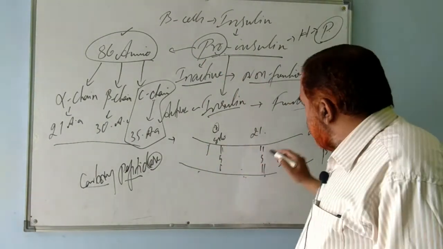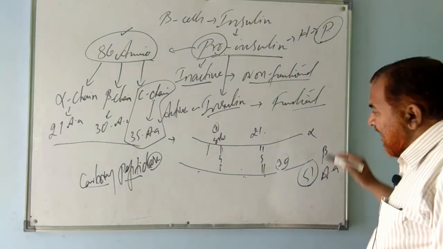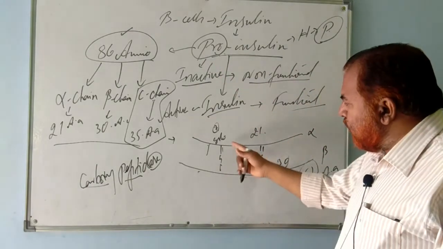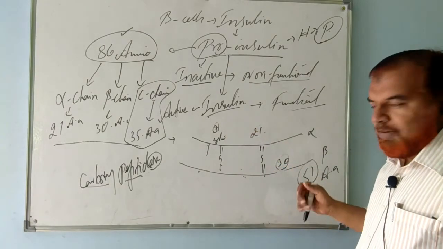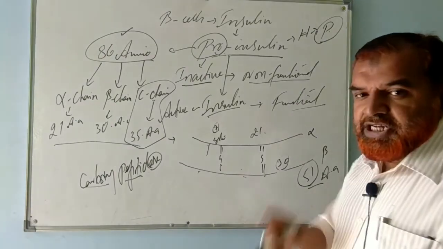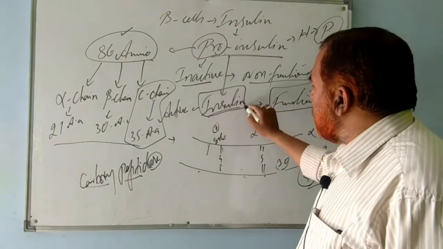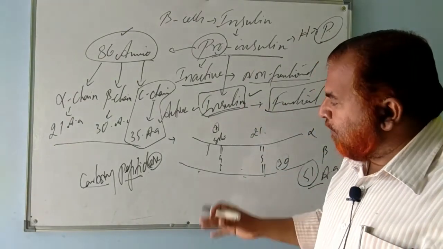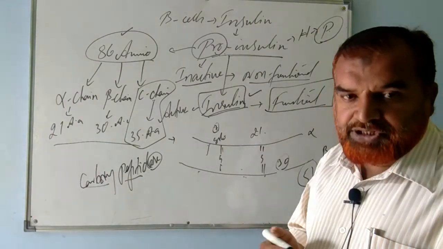So now 21 plus 30, how many amino acids? 51 amino acids. When insulin goes from 86 amino acids, it is reduced to only two chains, alpha chain and beta chain, having 21 amino acids and 30 amino acids, 51 amino acids. Now this insulin is what insulin? Functional insulin, active insulin. It becomes functional and active in our body. So this is the structure of insulin. It is very much required to understand the structure of insulin.